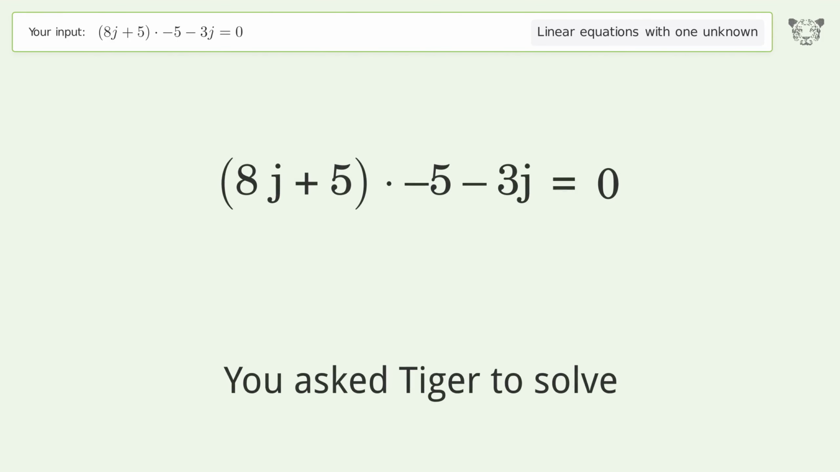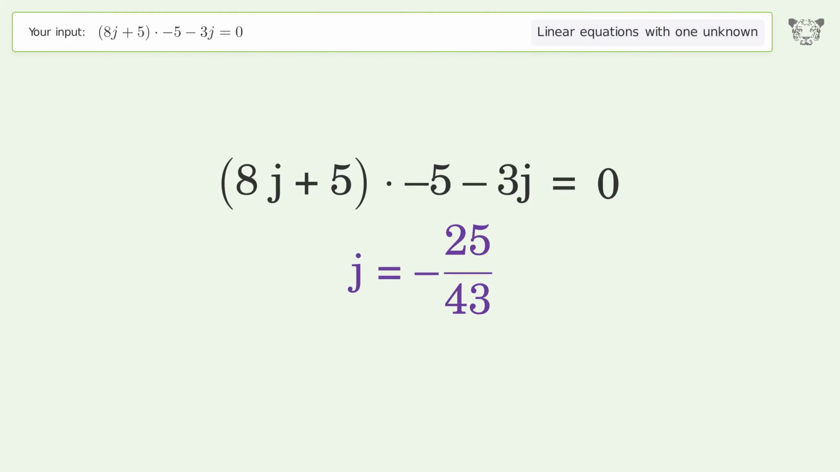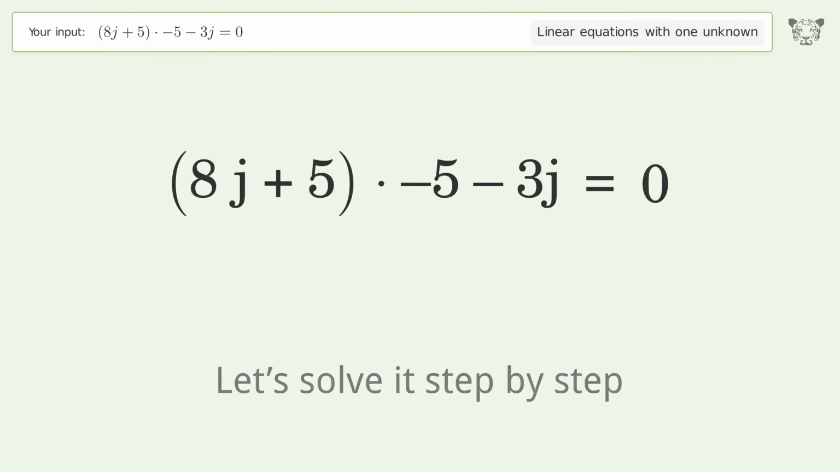You ask Tiger to solve. This deals with linear equations with one unknown. The final result is j equals negative 25/43. Let's solve it step by step.